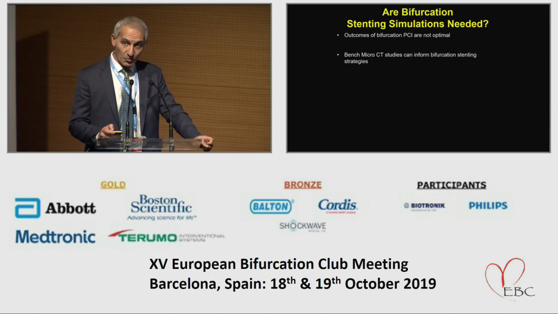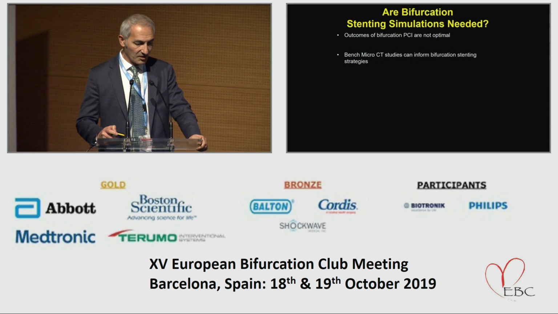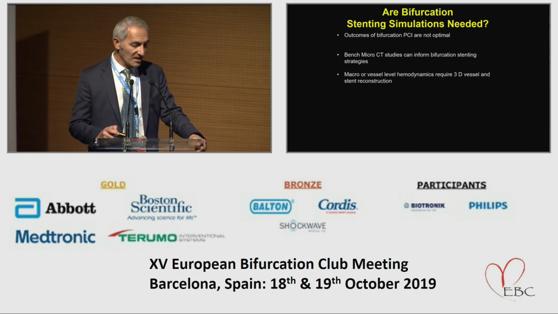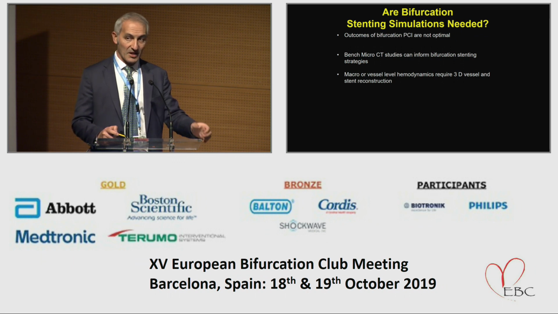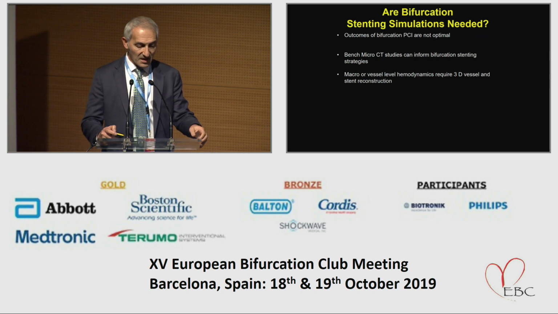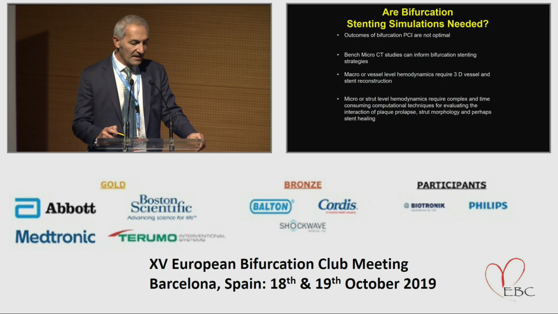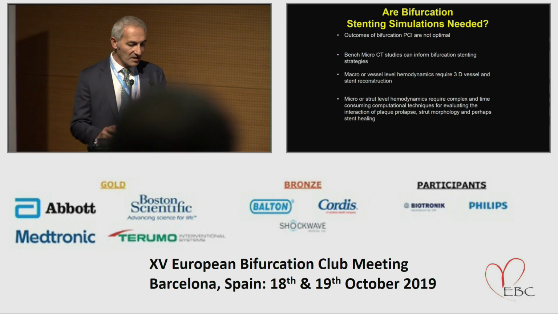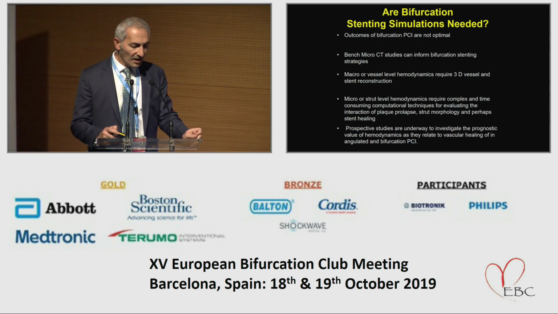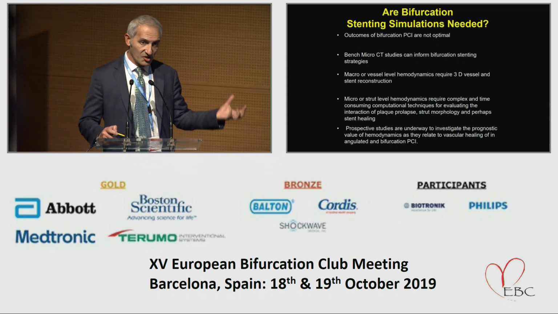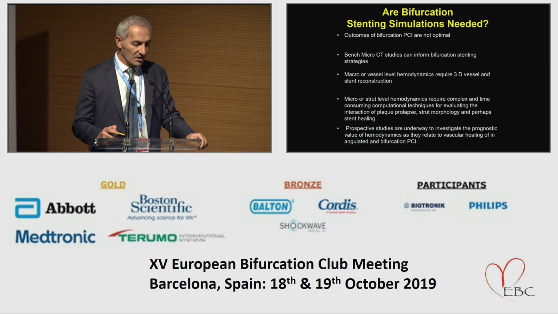We have learned a lot from the work of John Ormiston and others in micro-CT bench studies, which have ultimately informed our clinical strategies. And as we and others have discussed in the past, there are both vessel-level and strut-level hemodynamics that play a role in stent healing and ultimately clinical outcomes. And this happens both at the micro level as well as at the macro level. And then ultimately, just like we heard for the bifurcation studies with OCT, clinical trials are going to be required to really inform us whether it's worth going through all this to improve outcomes.